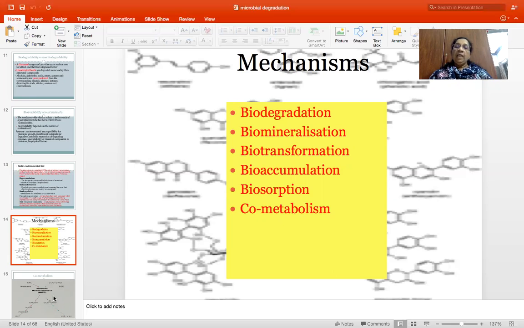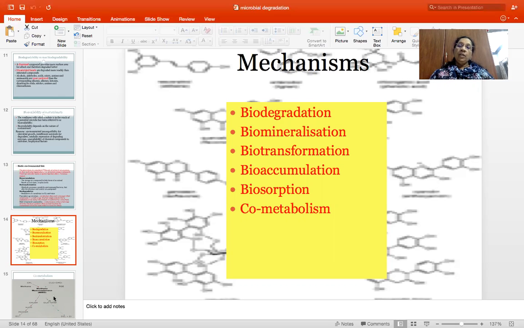For example, heavy metals are treated in a way that they are accumulated inside the cells of the microorganisms. And also biosorption. This is also generally applied for heavy metals. For removal of heavy metals, for example, in wastewater, microorganisms like fungi or bacteria can interact with the heavy metals and the metals are sorbed on the surface of the microorganisms.